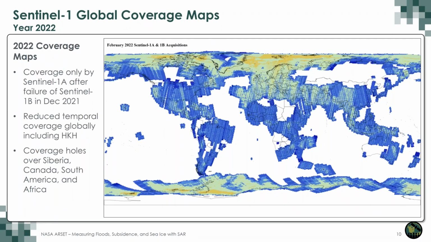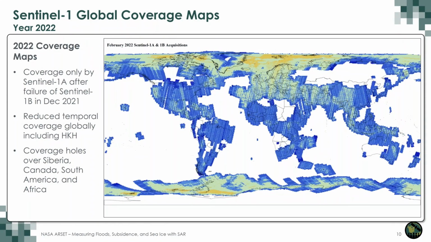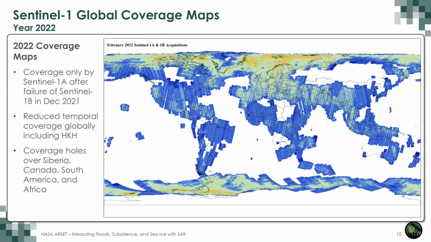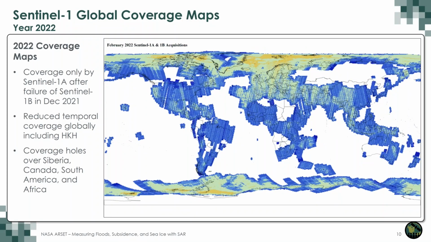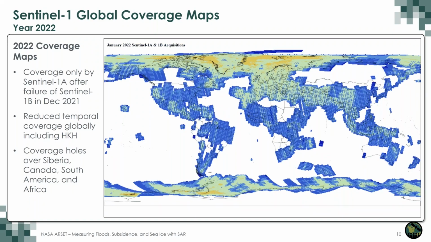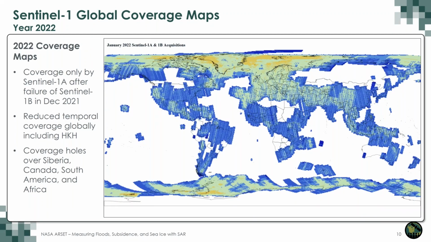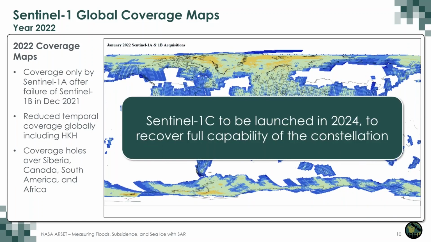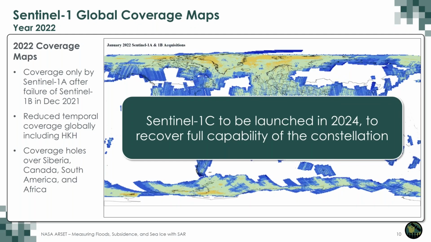After the failure of Sentinel-1B, the coverage decreased to some degree. This animation gives you a little bit of an idea what the coverage looks like since then. There are some areas that have not been covered extensively, such as Siberia and some places in Africa. Over time, ESA started adjusting the acquisition scenario to have more global coverage available, even with only 1 satellite in place. But note that in late 2024, we expect that Sentinel-1C will be launched to recover the full capability of the Sentinel-1 constellation.